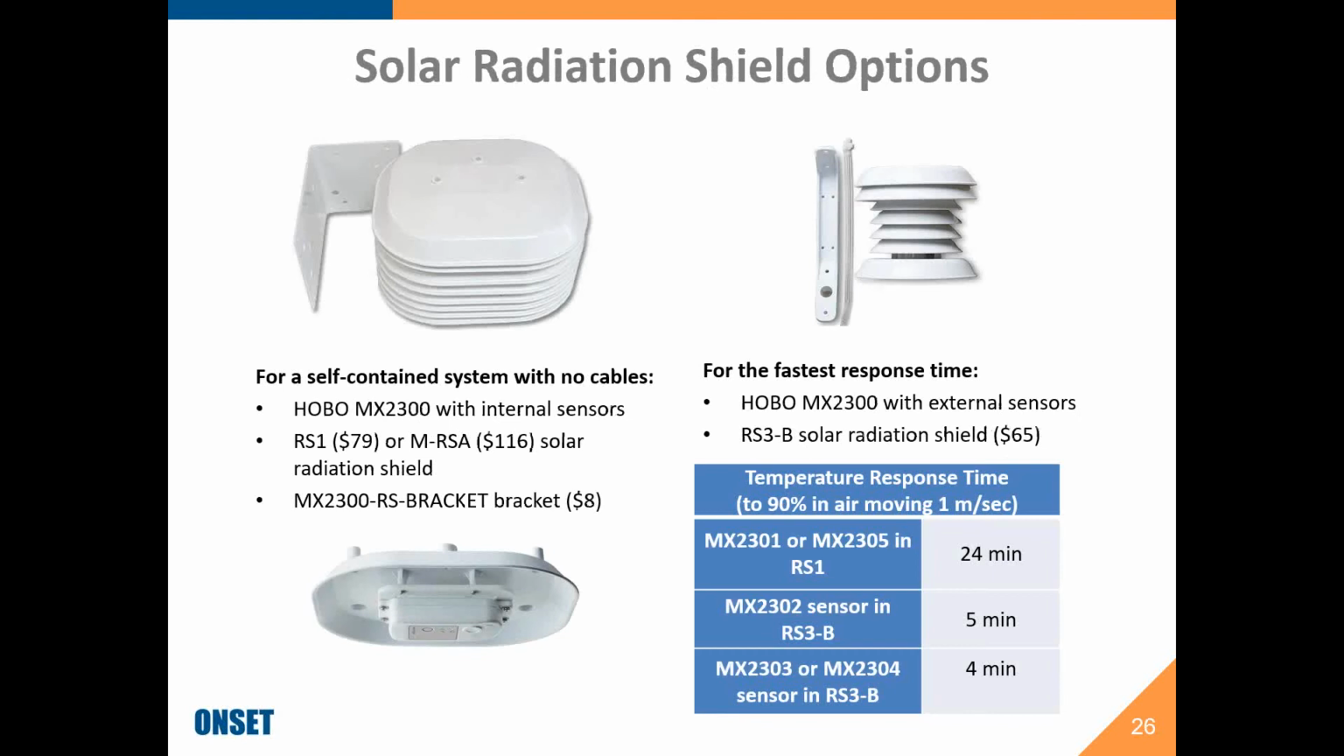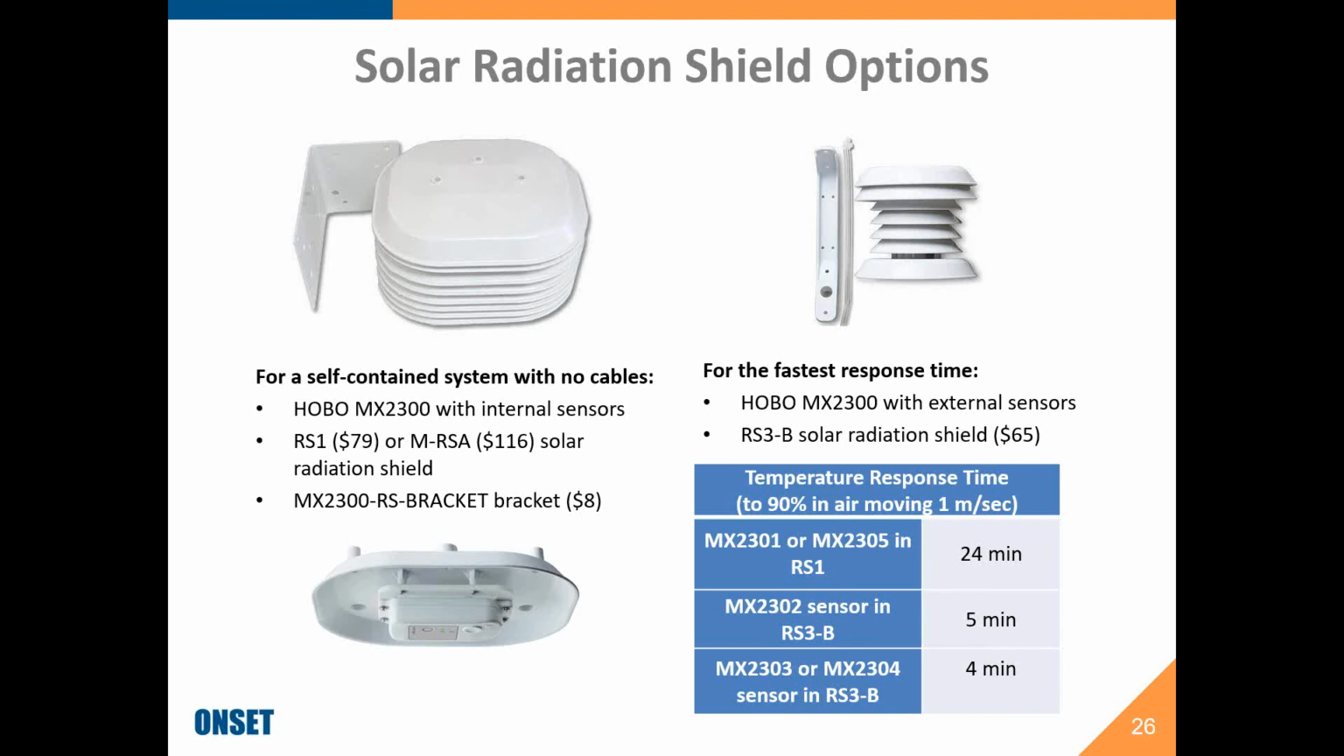Solar radiation shields. Depending upon your logger, there's a couple of different ways you could go for solar radiation shields. And of course, anytime you're deploying temperature and humidity loggers outdoors, where they can be exposed to sunshine, you definitely need to put them in a solar radiation shield so you don't get falsely high readings just because of the sunlight affecting the temperature readings. So if you're looking for a self-contained system with no cables, then what we'd recommend is one of the two models that have the internal sensors, either the internal temp RH sensors or the internal temperature sensor, and you can deploy those in the RS1 radiation shield or the M-RSA solar radiation shield. Those are basically the same radiation shield, but in one case it comes pre-assembled, so it's with a little different bracket, so it's a little easier to deploy.